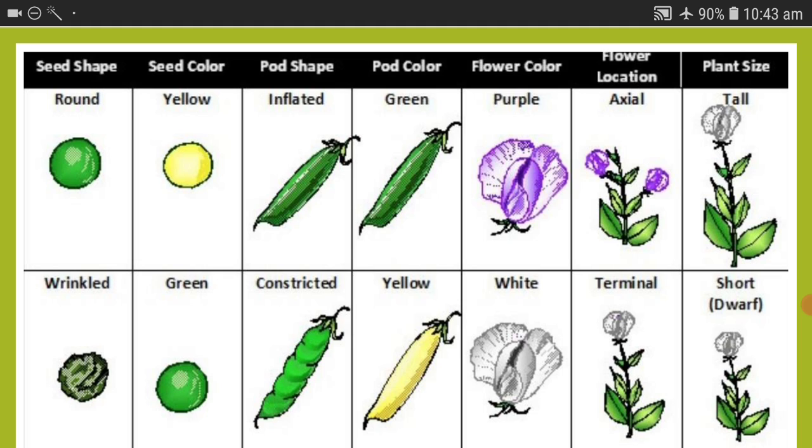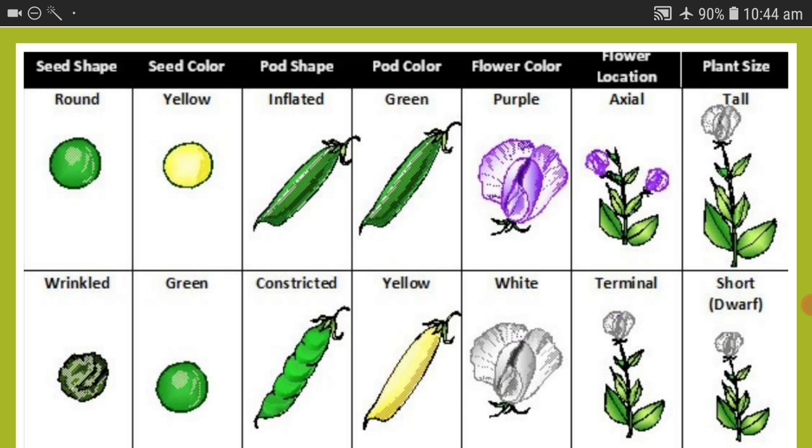studied by Gregor Mendel. One is seed shape, which has 2 variations, namely round and wrinkled; seed color, yellow and green; pod shape, inflated and constricted; pod color, green and yellow; flower color, purple and white; flower location, axial and terminal; plant size, tall or short. Out of these 7 pairs of contrasting characters, he studied either one or two at a time. He performed either monohybrid cross or dihybrid cross. Based on these, he arrived at certain conclusions and formulated certain principles, which were known as Mendel's laws of inheritance.